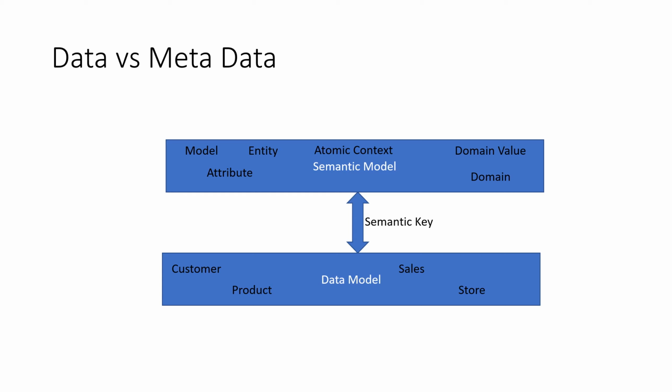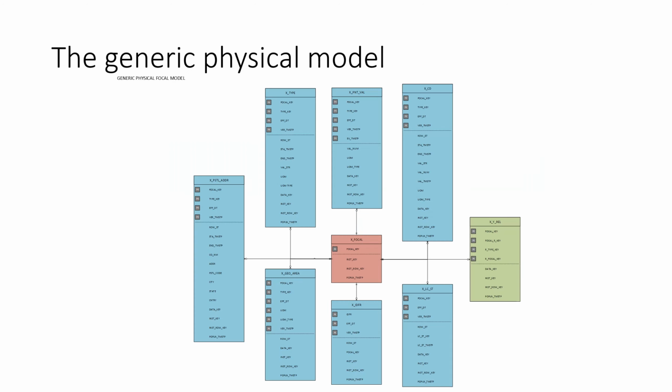Now let's move over to the physical table patterns. In the focal framework, there are a number of table patterns. These table patterns represent a way of storing data. They have some speciality within each and every one of these patterns.